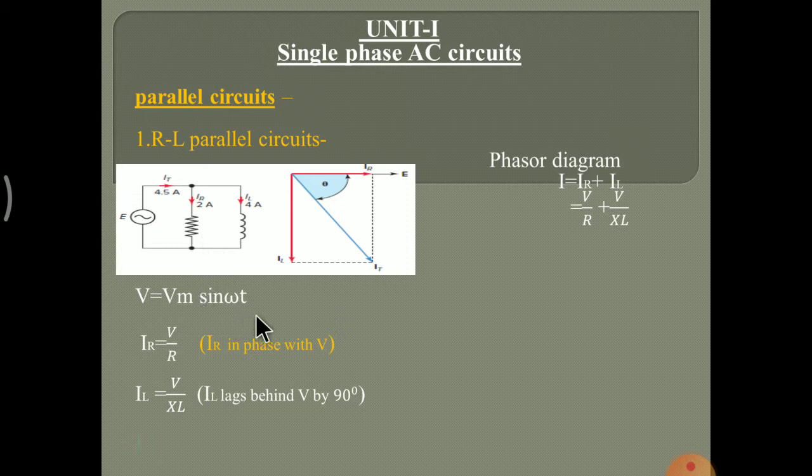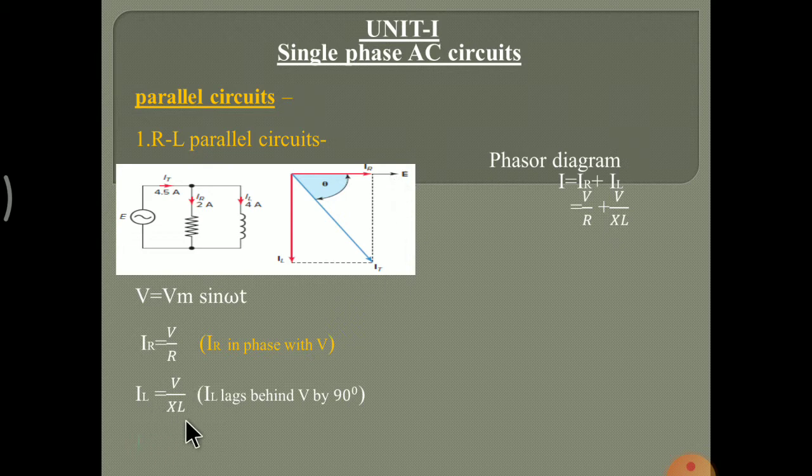V is equal to Vm sin omega t. IR is equal to the supply voltage across the resistor, V, upon resistance R, that is IR is equal to V by R. IR is in phase with V. In the phasor diagram, IR is in phase with V. Here in this diagram, voltage is noted as E, but you will take voltage as V.